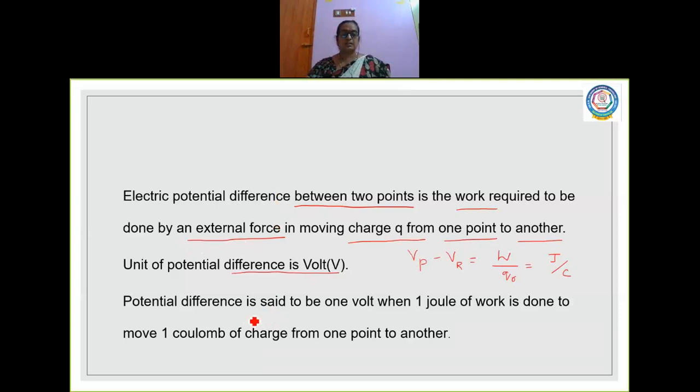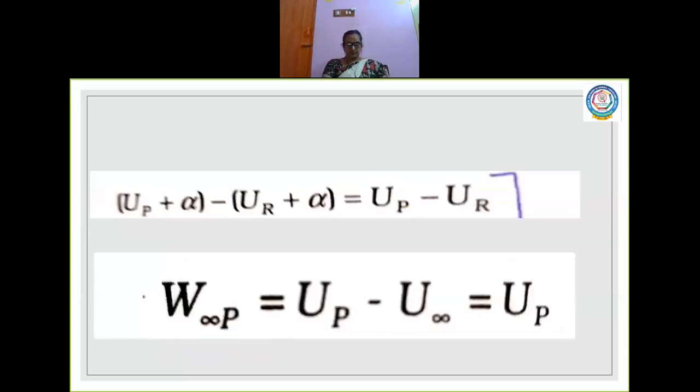Now there will be a question as to how to define the unit of potential difference. As I said, the unit of potential difference is volt. The potential difference is said to be 1 volt when 1 joule of work is done to move 1 coulomb of charge from one point to another. Okay, so a very important definition.